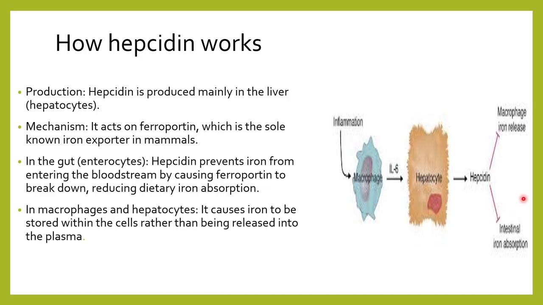In the gut, hepcidin prevents iron from entering the bloodstream by causing ferroportin to break down. So it causes the breakdown of ferroportin and reduces the absorption of dietary iron into the bloodstream. In the macrophages and hepatocytes, it causes iron to be stored within the cells. It will not allow the iron to be recycled. It will see that the macrophages and hepatocytes store the iron and don't put it outside the cell. It will close all the gates.